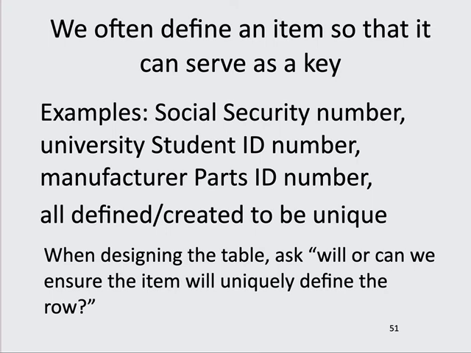We often define an item so that it serves as a key: our social security number, our university ID number, a parts manufacturing number. So that's automatically a key, and everything in the table is functionally dependent on it, because that's the key. So it's pretty straightforward for a lot of tables. We have to make sure that we keep our functional dependency intact in all our analysis and all our manipulations. That's what we call maintaining referential integrity.